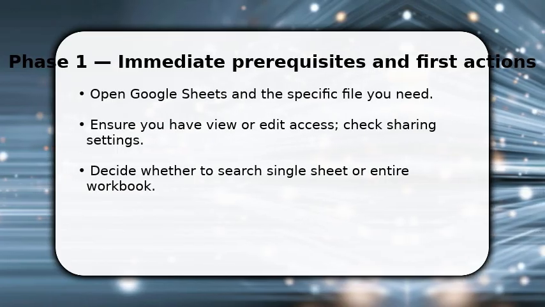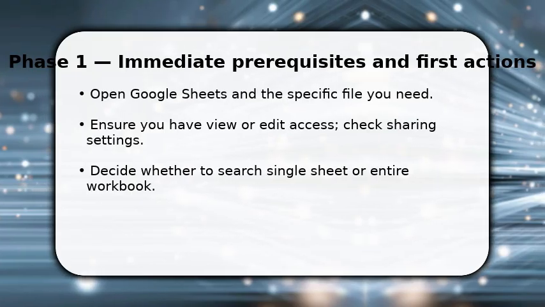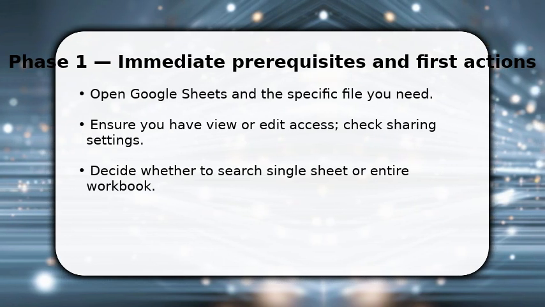Then use Ctrl+F or Command+F for quick, in-sheet finds. This gives instant matches and highlights cells, which speeds up the initial scan.